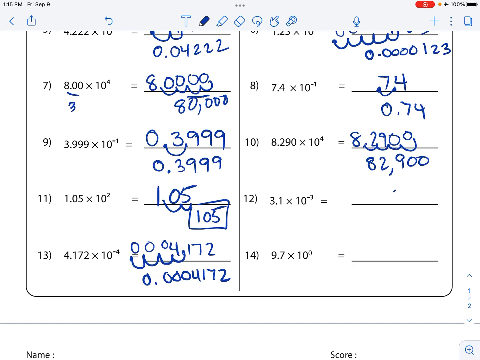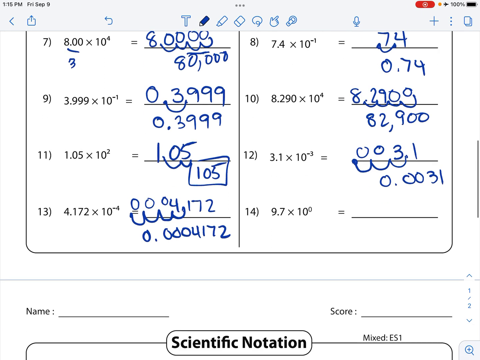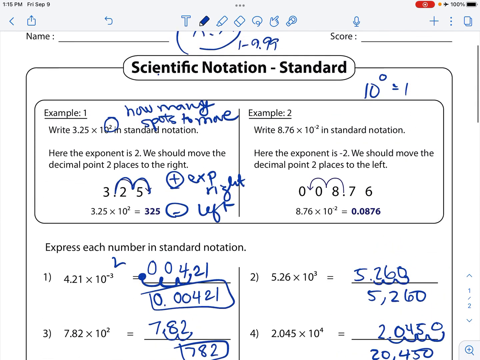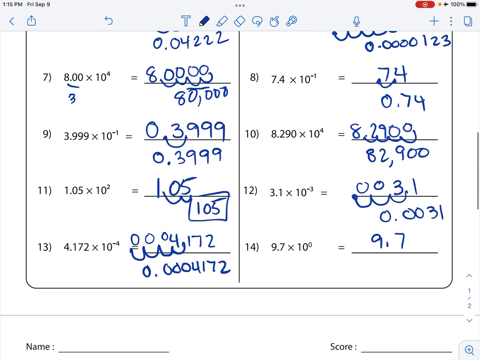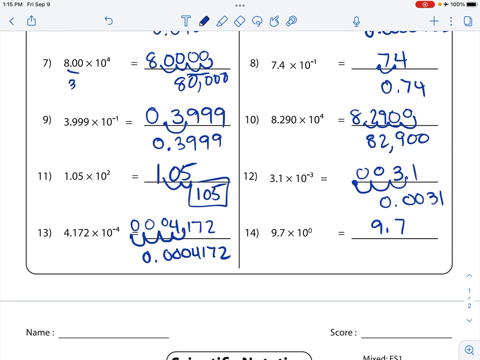3.1 times 10 to the minus 3 means we're moving to the left. 1, 2, 3. So cleaning that up, we have 0.0031. Finally, we have 9.7 times 10 to the 0. So that means I'm going to move my decimal place 0 spots. We also talked about at the top how 10 to the 0 is equal to 1. So 9.7 times 1 is the same, 9.7.